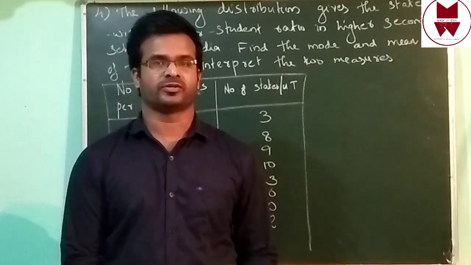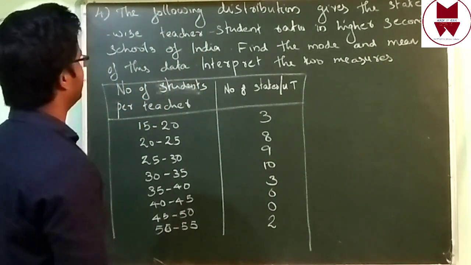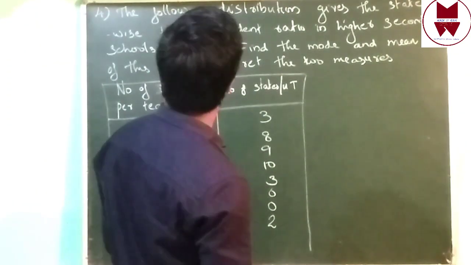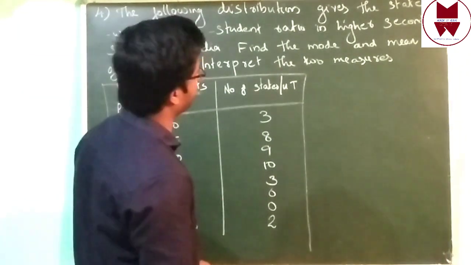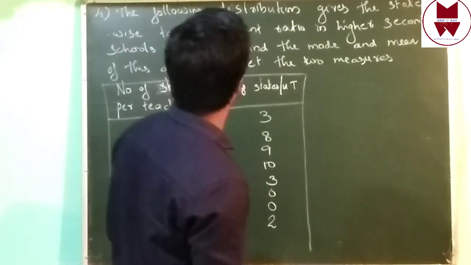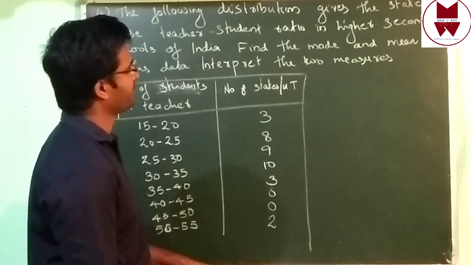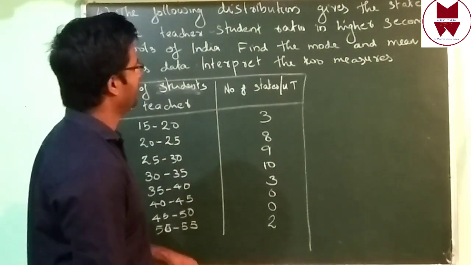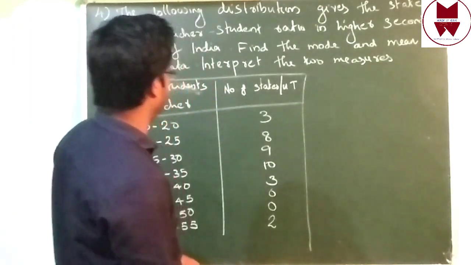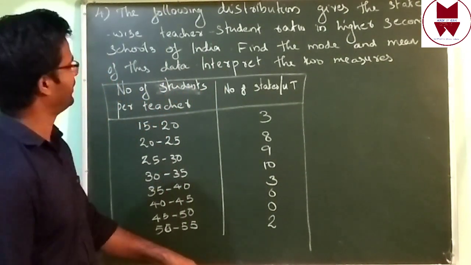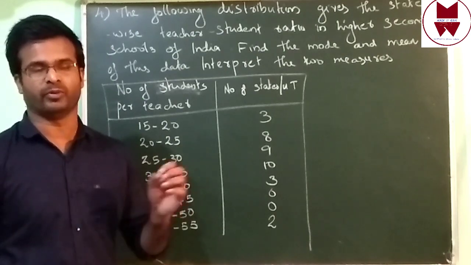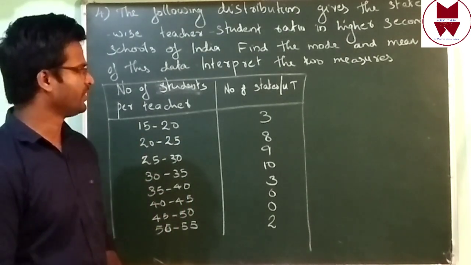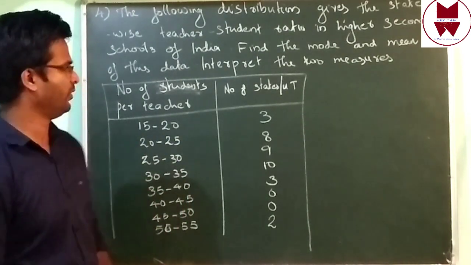Now we can see question number 4. The following distribution gives the state-wise teacher-student ratio in higher secondary schools of India. Find mode and mean of this data. Interpret the two measures. In here one data is given, we have to find out mode and mean. First we can see mode.